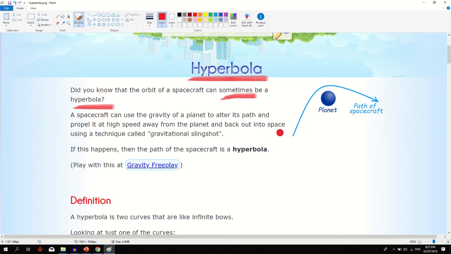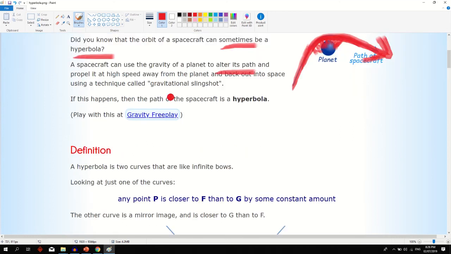Okay, so just like in this image, if this is a spacecraft, they will speed this up. And how come they will have that direction? Because this planet is pulling them into its core. That's why it will swing like that, and it will alter its path. Okay, so it happens that the path of the spacecraft is a hyperbola.